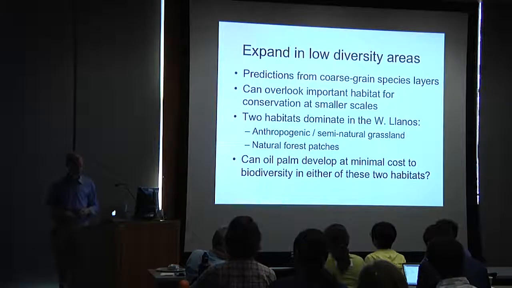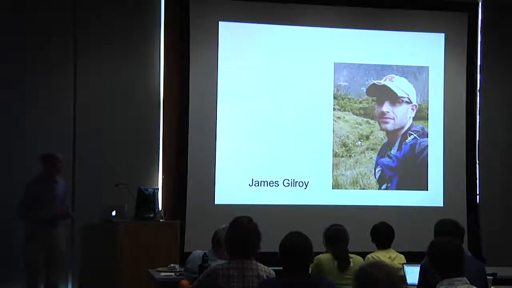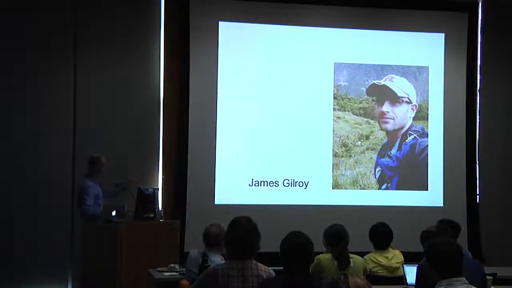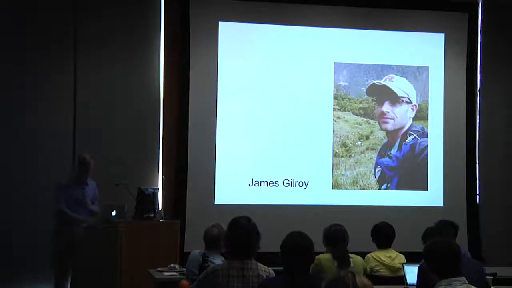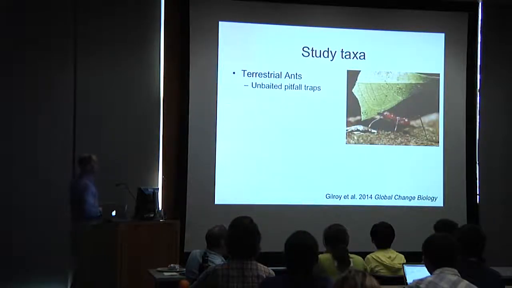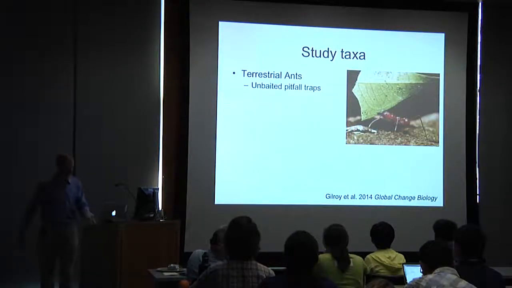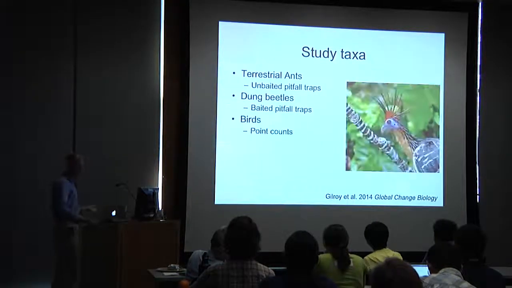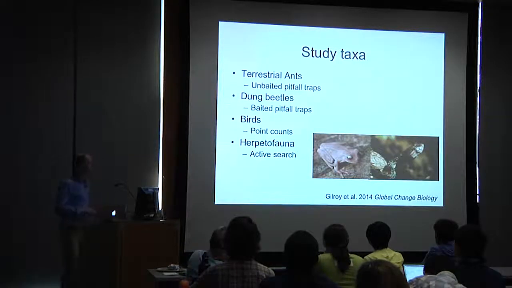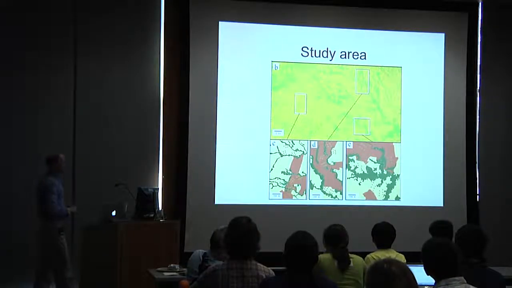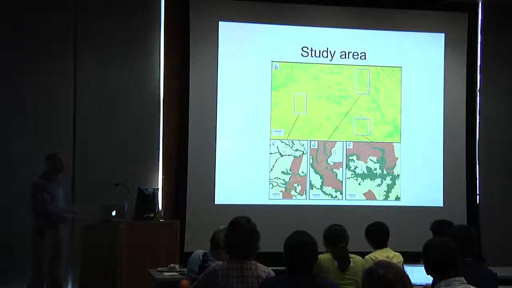So the question then is whether oil palm can develop at minimal cost to either of those habitats. This is James Gilroy. He was my postdoc. He did this work and quite a lot more of the work that we'll see in the talk today, so enormous credit for James, and thanks goes to him. In this study, we've looked at 4 different groups: terrestrial ants sampled with unbaited pitfall traps, dung beetles sampled with baited pitfall traps, birds sampled with point counts, and herpetofauna through active searching. And we have 3 regions in the Western Llanos, each containing oil palm, a pasture and forest.